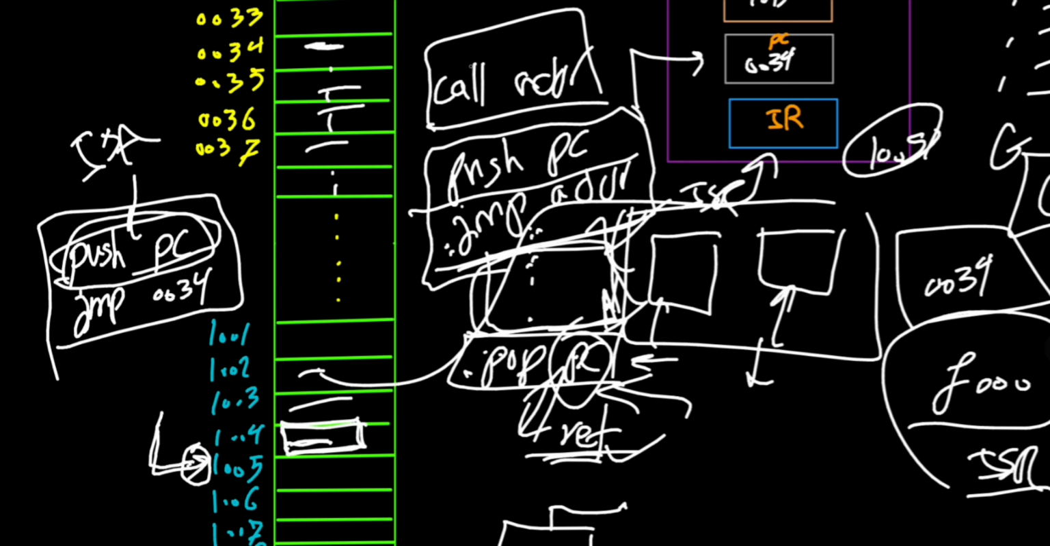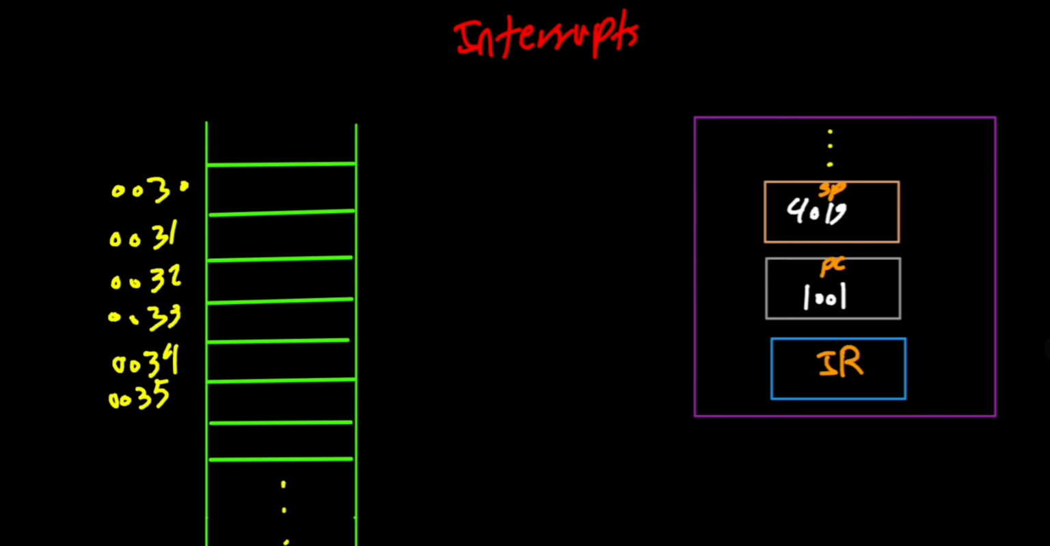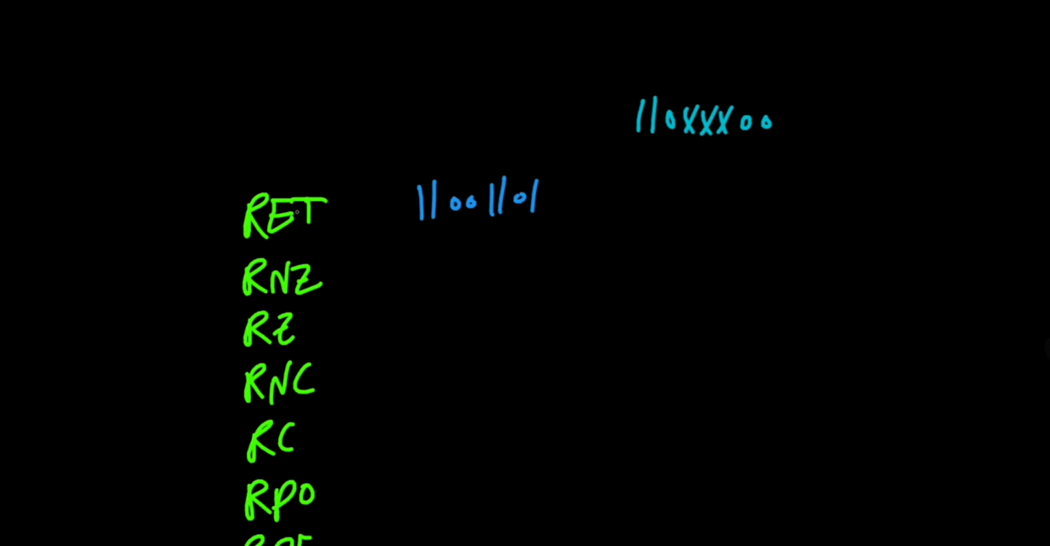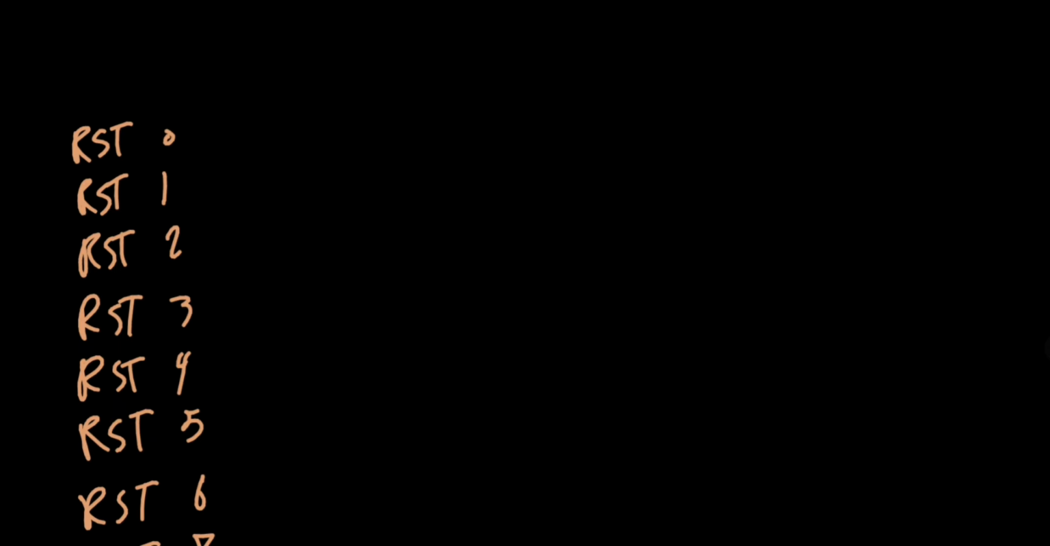But in the next lecture, now that you know the idea of why we need interrupts, we want to get back to the 8085 and first talk about all the different call instructions in 8085, and then move to all the different return instructions. Return is just a pop, and call is a combination of push and jump. And finally, we talk about all the different interrupts in 8085.